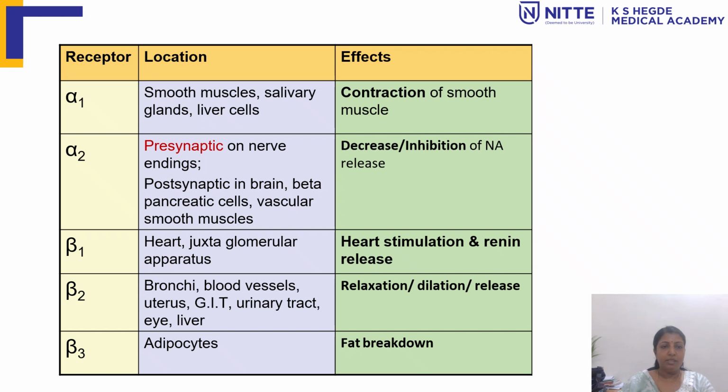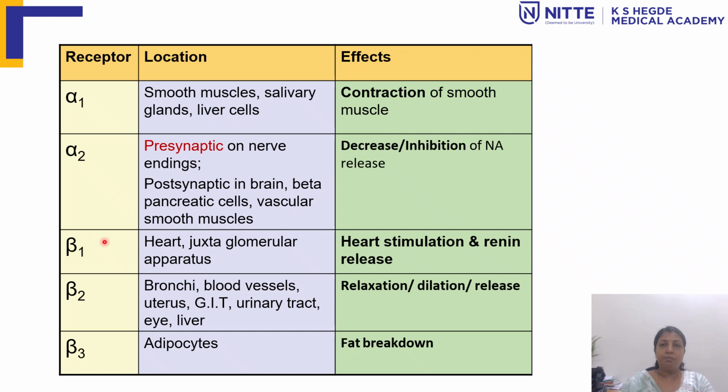Now coming to the summary. You have alpha receptors and beta receptors. Alpha 1 is mainly seen in the smooth muscle, salivary glands and liver cells, which can produce contraction of the smooth muscle, especially vasoconstriction. Alpha 2 is seen presynaptically on the nerve ending, as also postsynaptically in the brain, beta pancreatic cells, and vascular smooth muscle, which can produce inhibition of noradrenaline release.